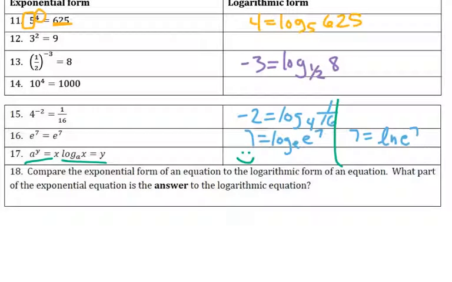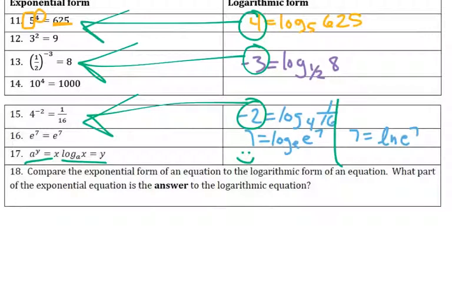Alright. So 18, compare the exponential form of an equation to the logarithmic form of an equation. What part of the exponential equation is the answer to the logarithmic equation? So the answer, typically, would be that. Where do you see that over here? That's what it's asking you to look at. So look at all those answers, see that pattern, and come up with something.